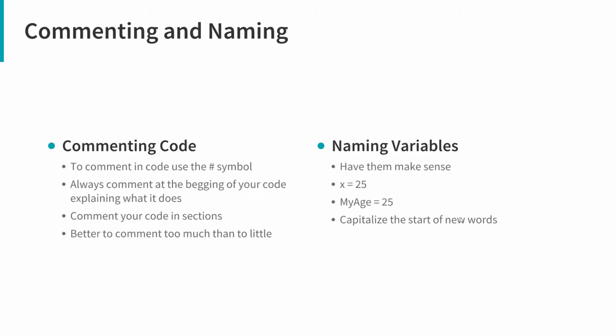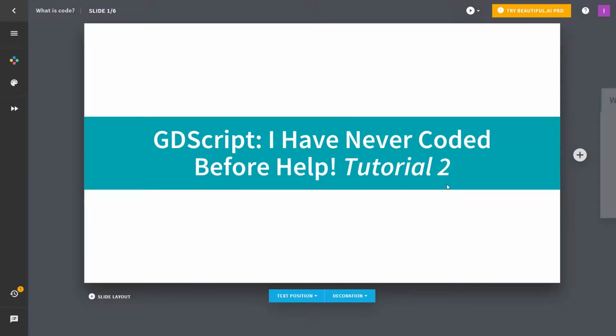And also, you capitalize the start of new words. It's generally good coding practice. So if you have myAge, you don't want to have a lowercase a there. You want to capitalize each new word, right? Or if you have some other longer variable name, you can't use spaces in code, but you can use an underscore, and that can kind of create a space. So that's really what I wanted to show there.